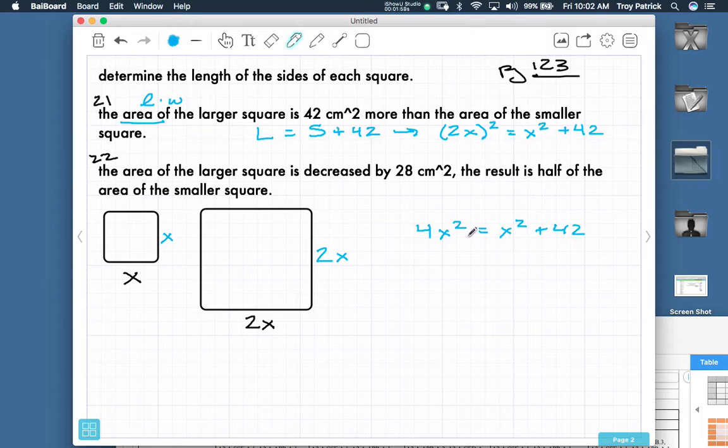You're aware of where that came from? 2x being squared, 2 squared, and x squared. So solving for x, we can subtract an x squared from both sides. Dividing by 3. Oops. Dividing by 3. I think 42 divided by 3 should be like 14.